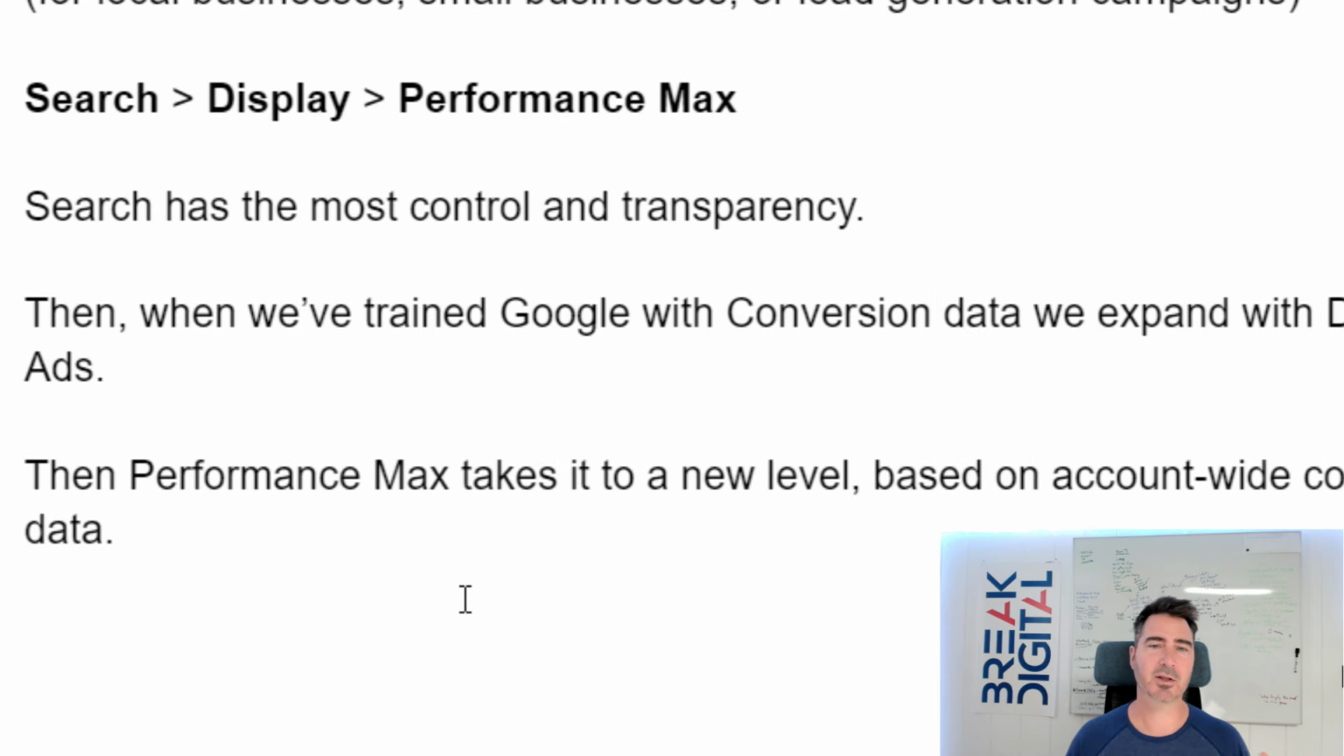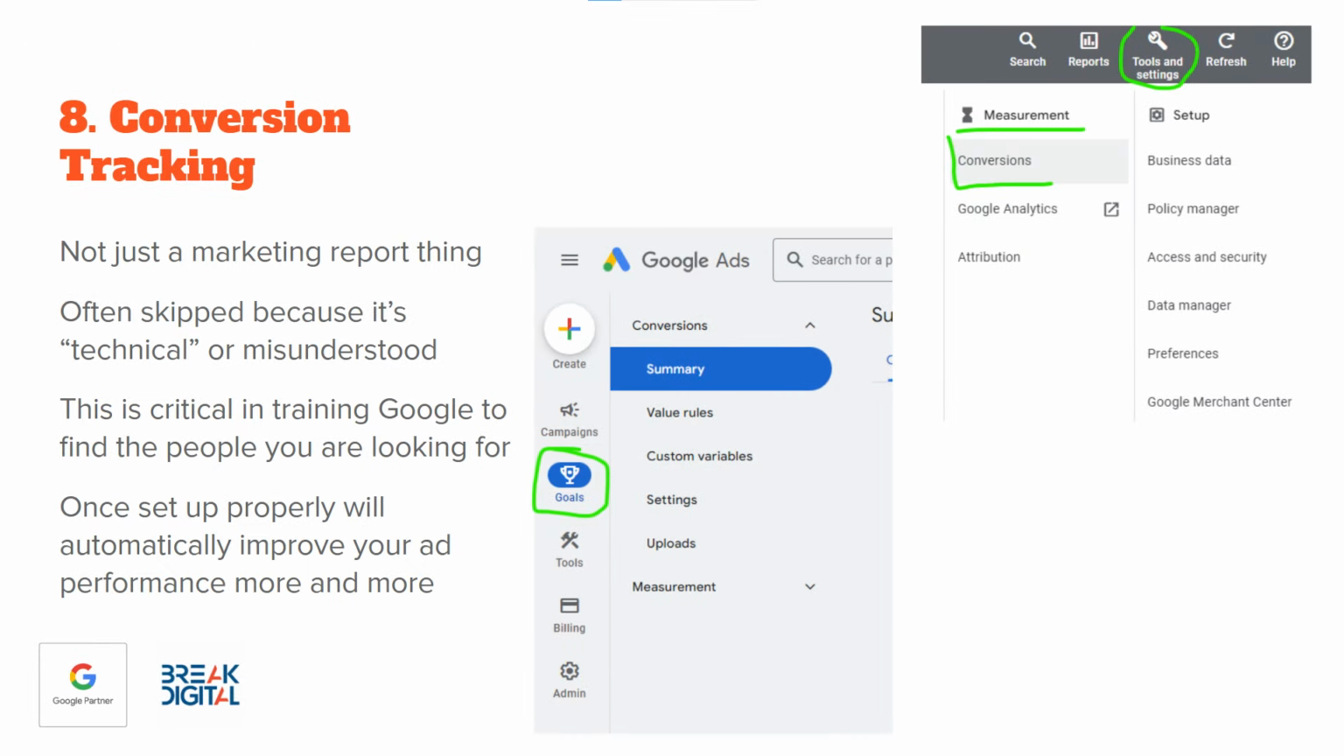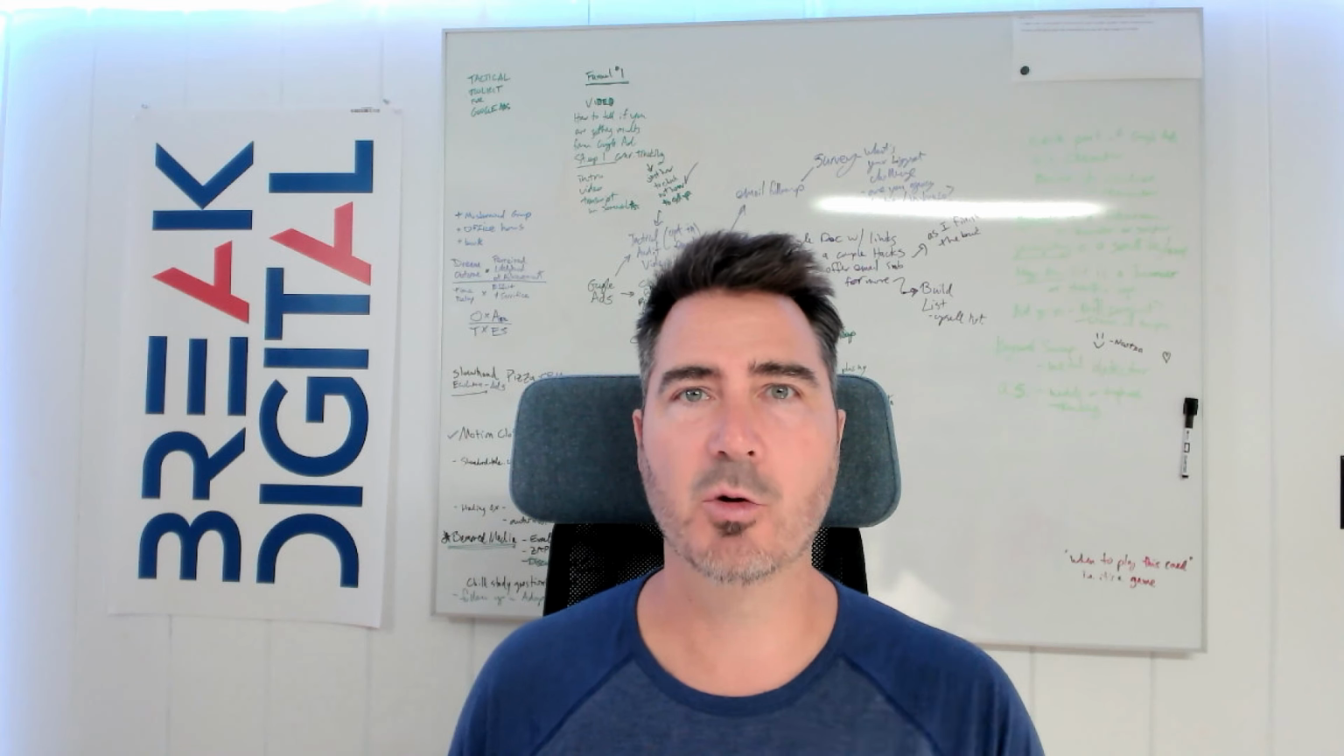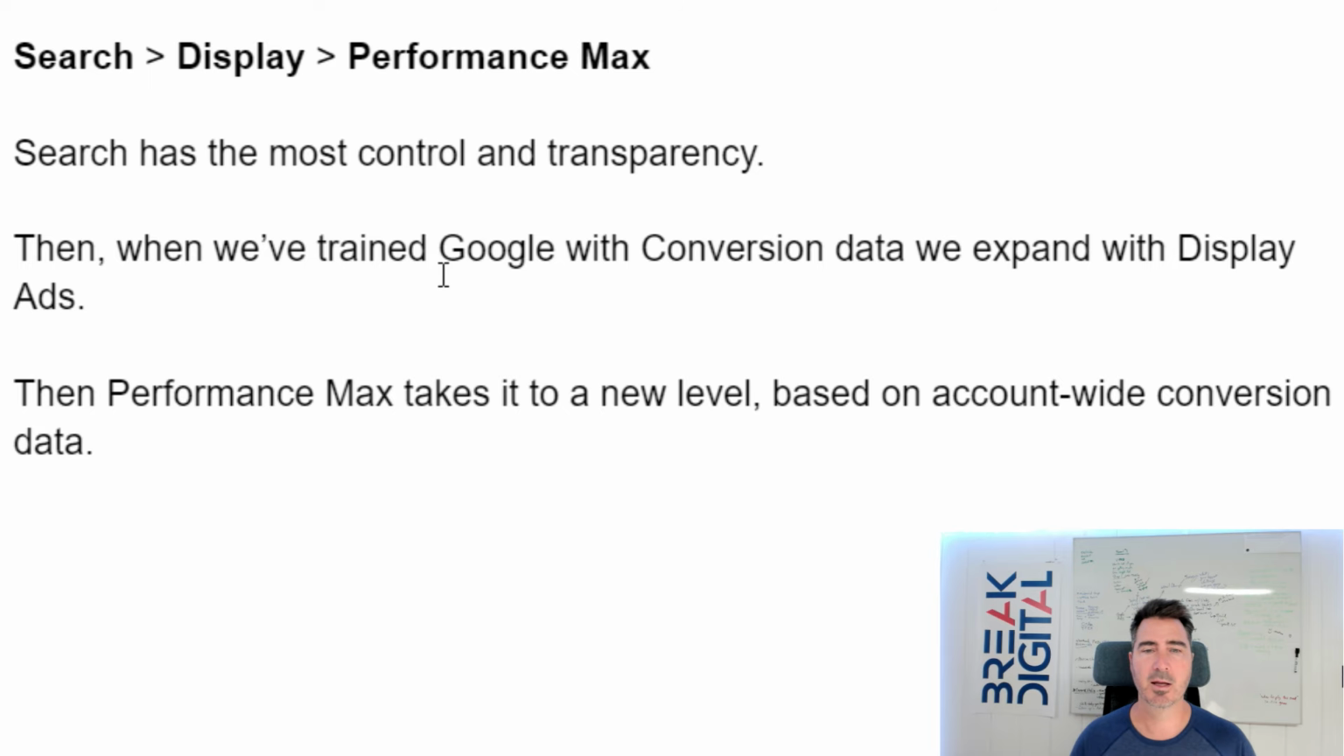The reason for this is that search has the most control and transparency. Then, once we've trained Google with conversion data, which I talk about in other videos, we can expand to display ads. And then your ad will be all over the place, but Google will understand what you're trying to do with it. Performance Max takes that to a whole new level based on your account-wide conversion data.